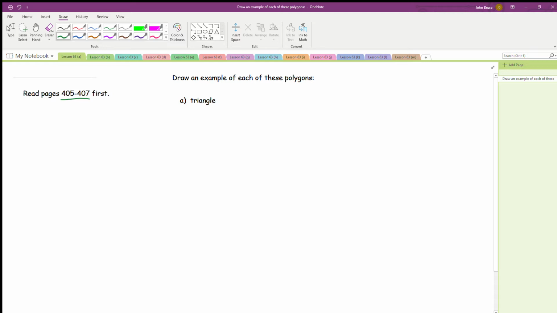So we're going to start with letter A. It says, draw an example of each of these polygons. Okay, so we're going to go with a triangle here. So this here is a triangle, and I tried to make it where all the sides were equal, and I'm going to mark that by putting this little line here. And this would be a regular triangle, or an equilateral triangle.